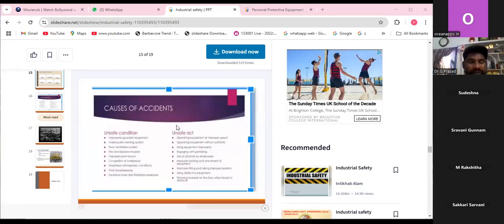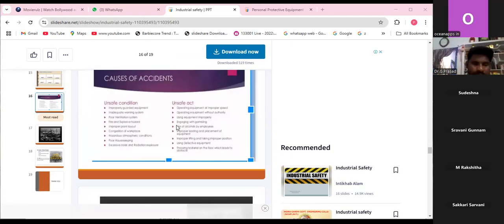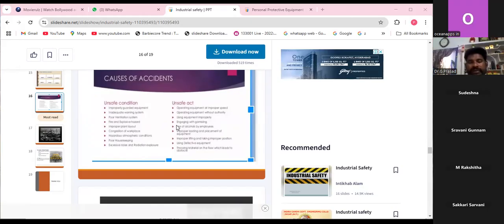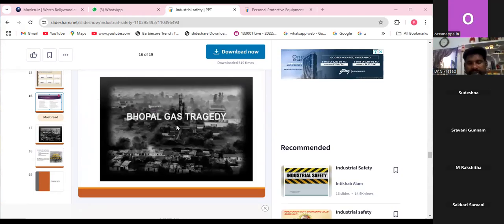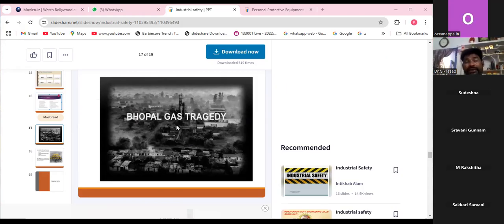Cause of accident: sometimes it may happen in unsafe conditions, or maybe sometimes in unsafe acts. Already told Bhopal gas tragedy. Once you check Google or YouTube, there is a lot of information and many videos regarding the Bhopal gas tragedy. It happened in the night time. One gas was leaked, methyl isocyanate. The gas name is methyl isocyanate.